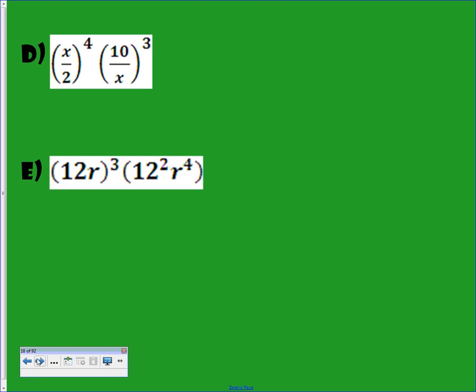Example D, okay, I've got some quotients. Just like any set of parentheses, I need to distribute my 4 to both of those. So I get x to the 4 over 16, which is 2 to the 4th power. Okay, that is not an 8. These are exponents. Times, and then if I take my second parentheses and I distribute again, 10 to the 3rd is 1,000 over x to the 3rd.